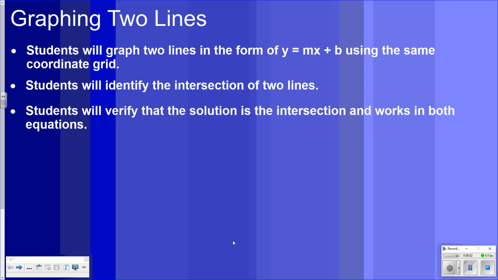In this lesson, we'll be graphing two lines. By the end of the lesson, you should be able to graph both lines in the form of y equals mx plus b using the coordinate grid, then identify the intersection of those two lines, and be able to verify that the solution is the intersection and that it works in both equations.